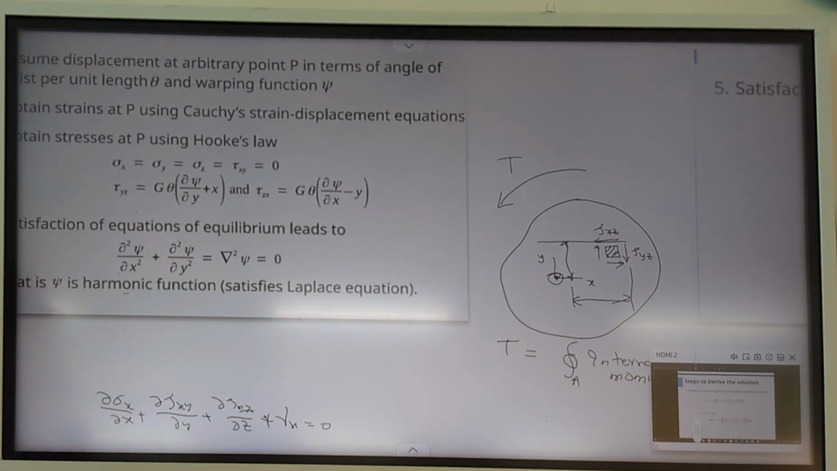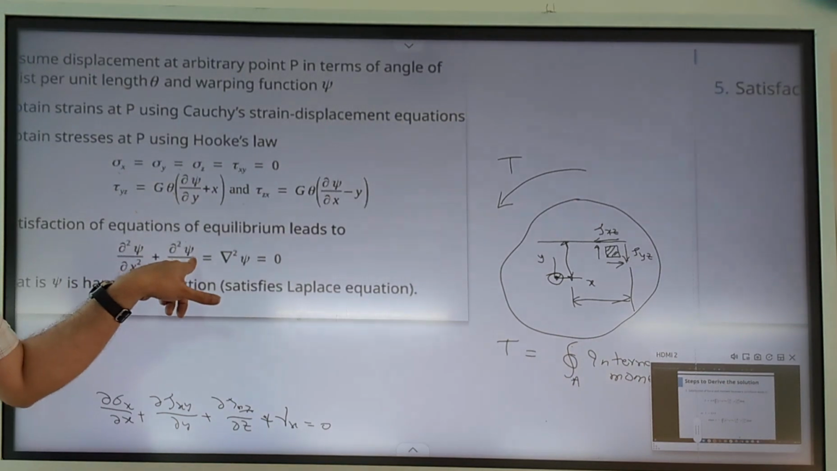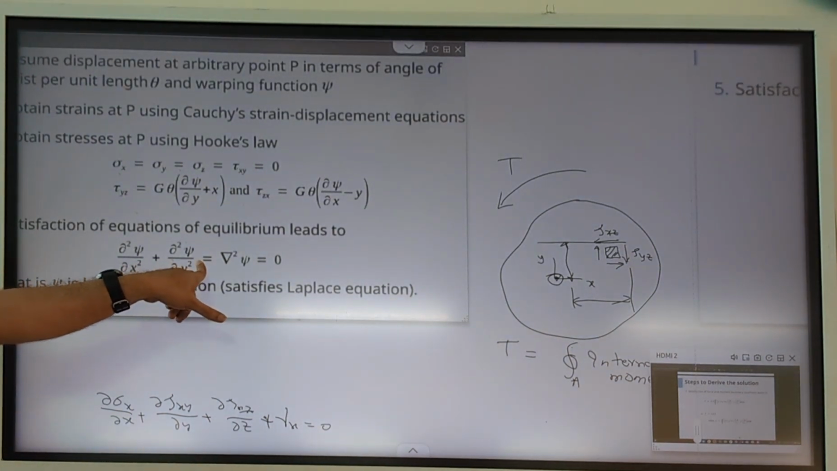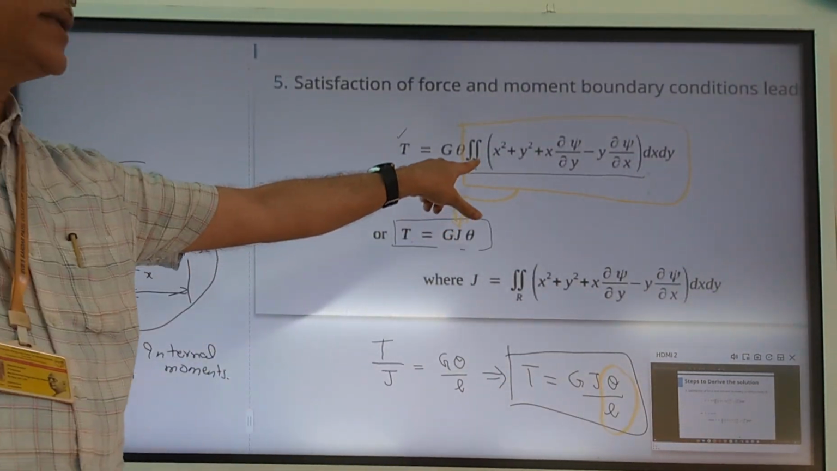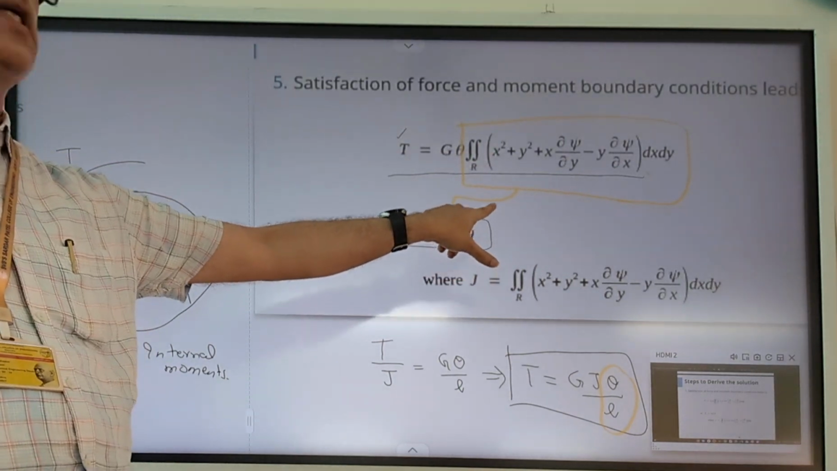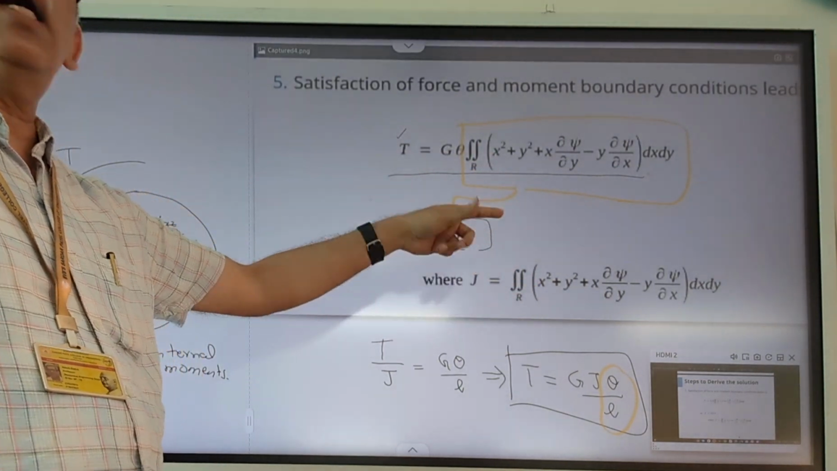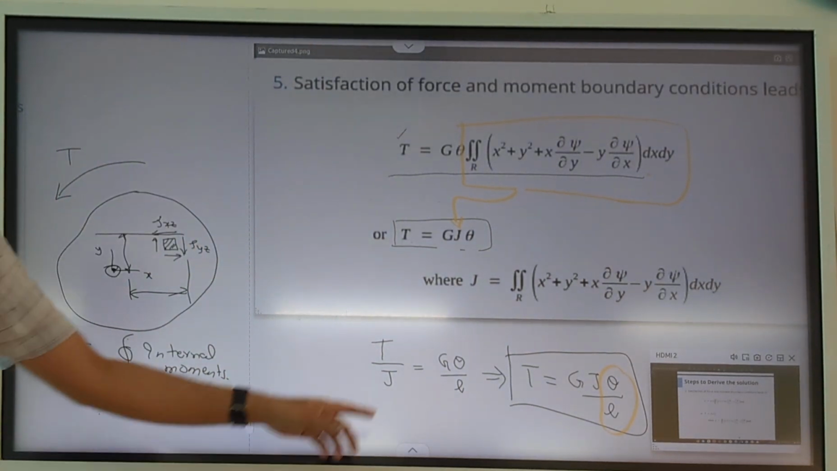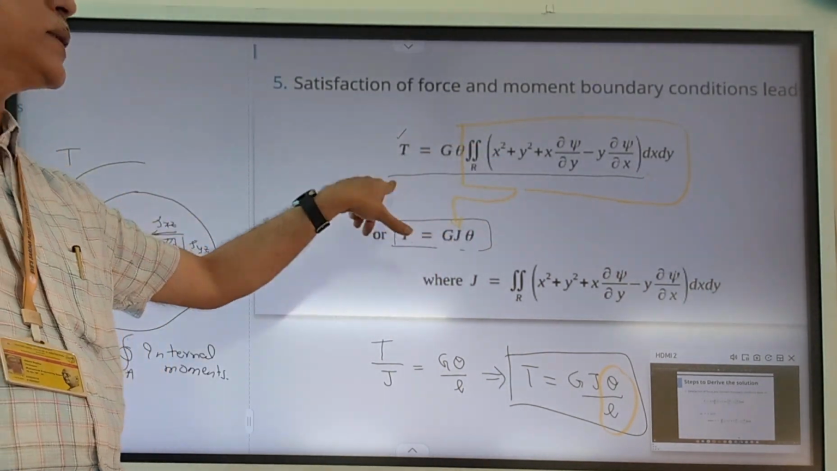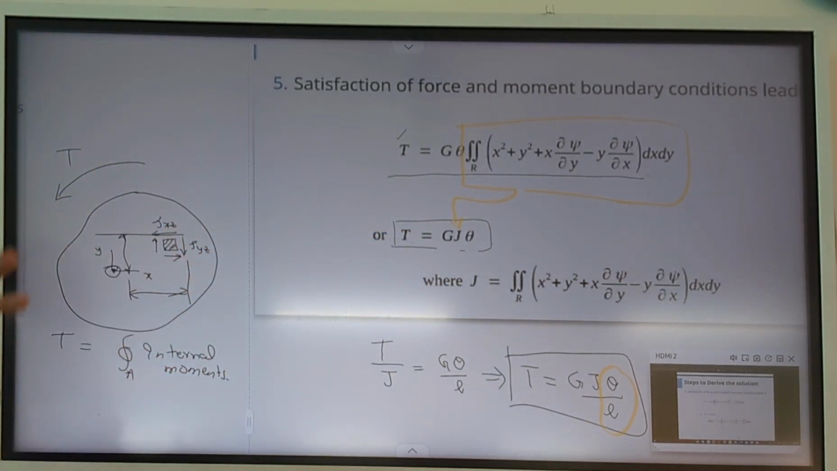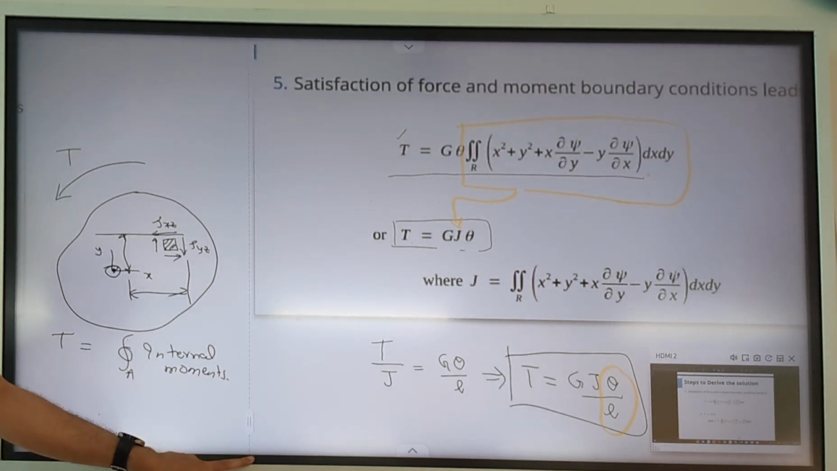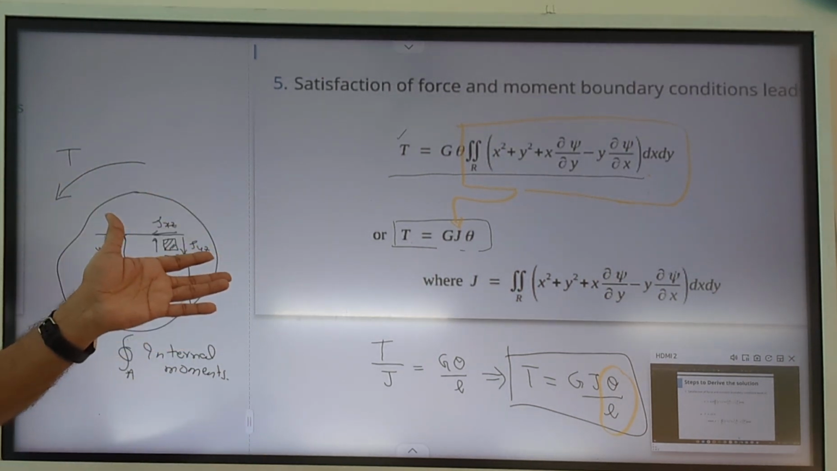In general, any cross section is given to you. You should be able to get the warping function psi for that cross section, and you should get the J in the form of this integral for that cross section. So this is also a geometric property, and the psi is also a geometric property. If you can calculate these two values, then it becomes just like a regular classical torsion equation, and one can do the design using this approach. So that is the most generalized way.